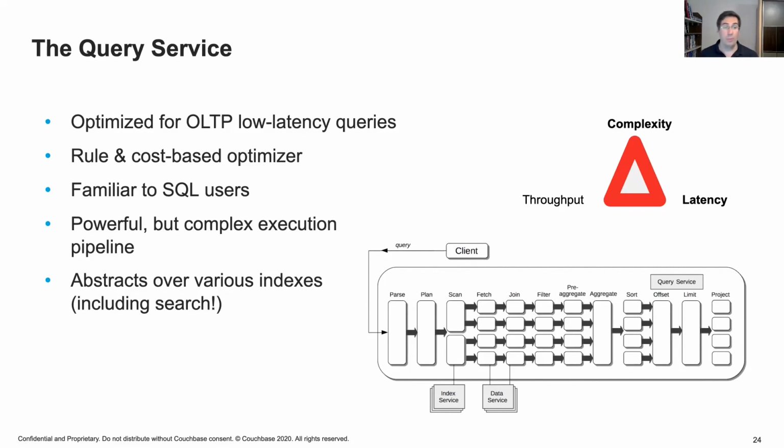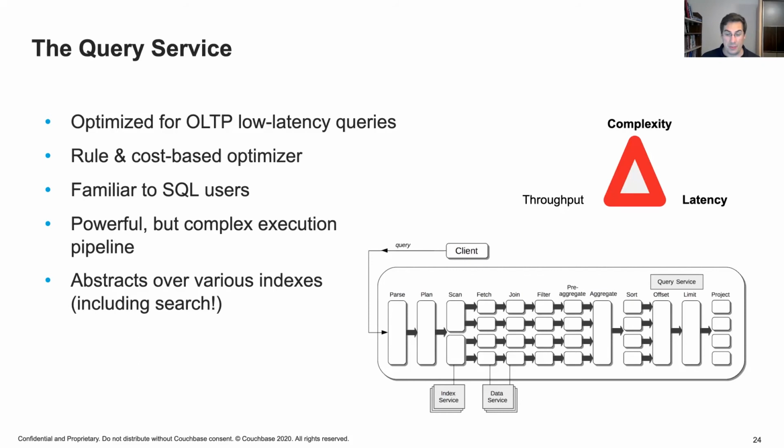It has both a rule and cost-based optimizer. It is very familiar to SQL users because the Nickel language is so similar. And the execution pipeline is very powerful, but of course it's also complex. Again, trade-offs. So if you look at the architecture diagram in the bottom right corner, the interesting piece is that there is a scan phase after parsing and planning.